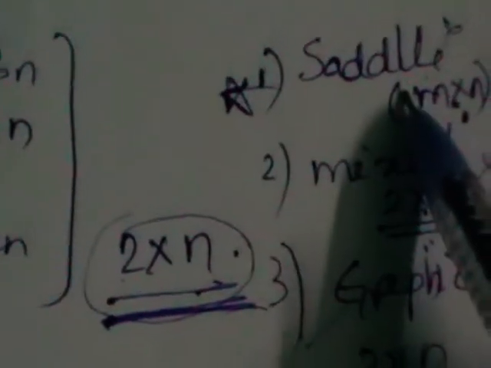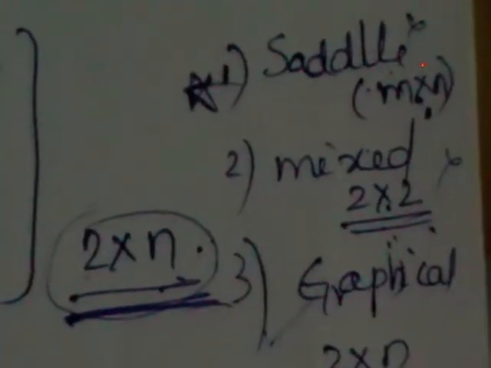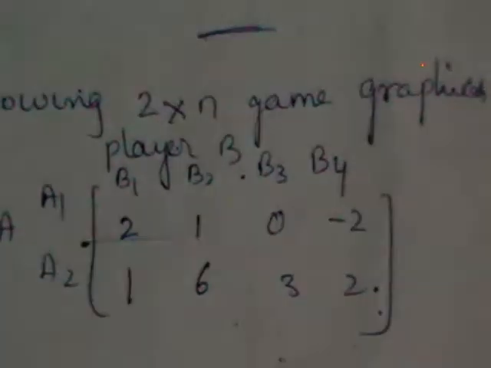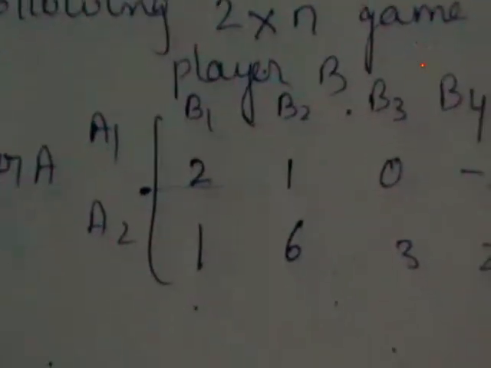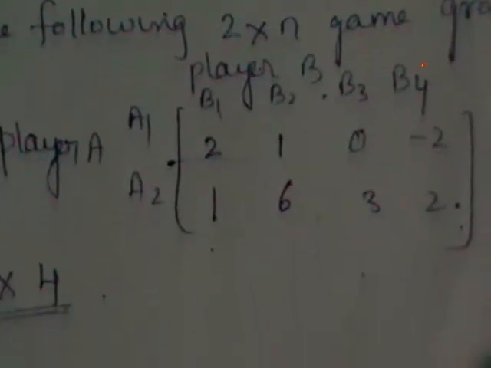So we are not going to use the first method. Moreover, the second one is not of order 2 by 2, so you cannot use this either, since it is 2 by 4. As one of the strategies is 2 in number, you can go for the graphical method. Using that graphical method, this 2 by 4 can be converted into 2 by 2, and hence you are going to use the mixed strategies method. Got it? Now, how to convert this 2 by 4 into 2 by 2?